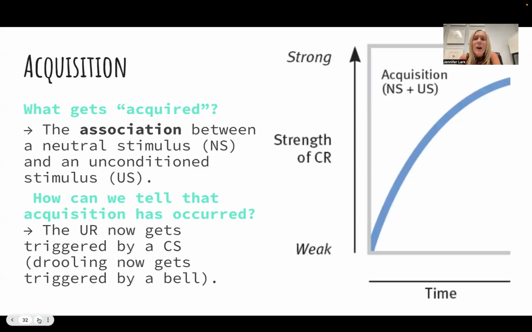When we talk about the acquisition phase of learning, what's getting acquired? What's being learned is an association between two stimuli, the neutral stimulus and the unconditioned stimulus. If you guys have ever heard people talk about a learning curve, here is an actual learning curve where a learner is presented with two stimuli together over and over again until eventually a new response is being learned to just the conditioned stimulus alone.